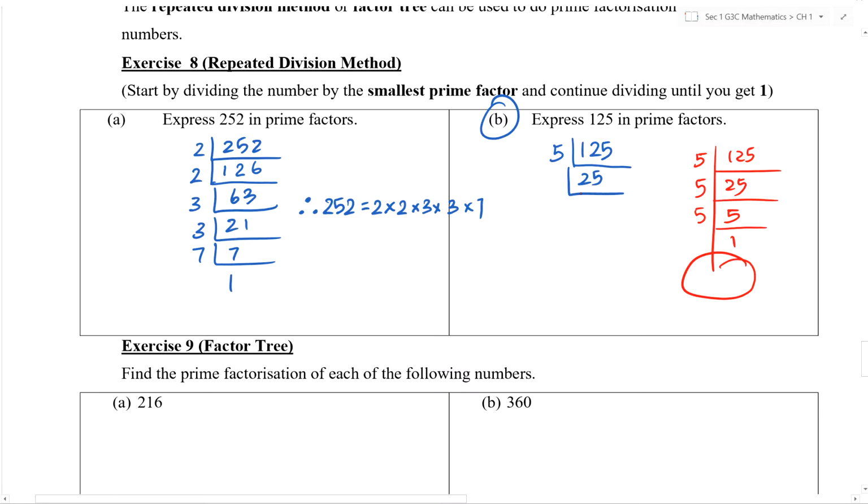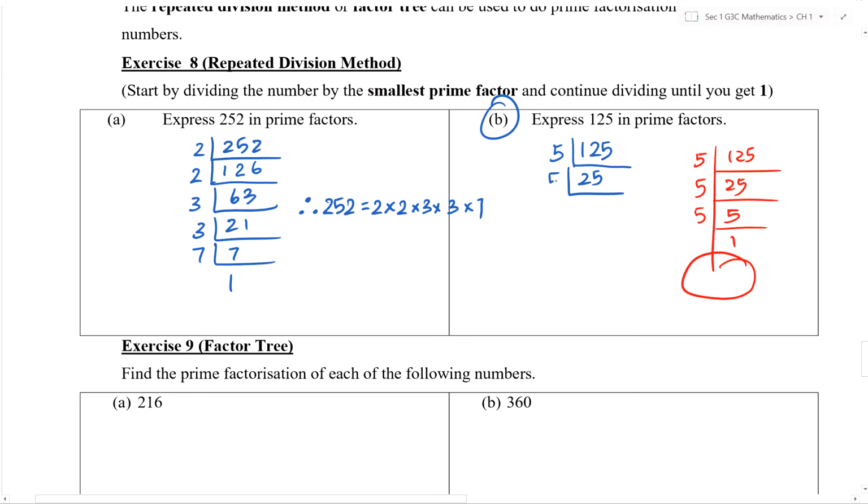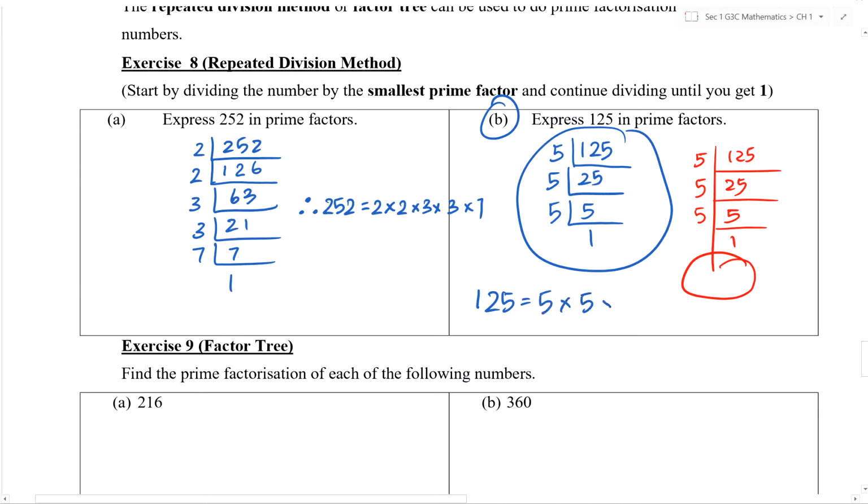I prefer to do it in blue. I'm not saying whatever is in red is wrong. So 5 over here, left with 5, another 5, and I'm left with 1. Okay, so we need to write out our final answer. This is just a working, it is not our final answer. Our final answer is 125 is equal to 5 times 5 times 5. This is our final answer.